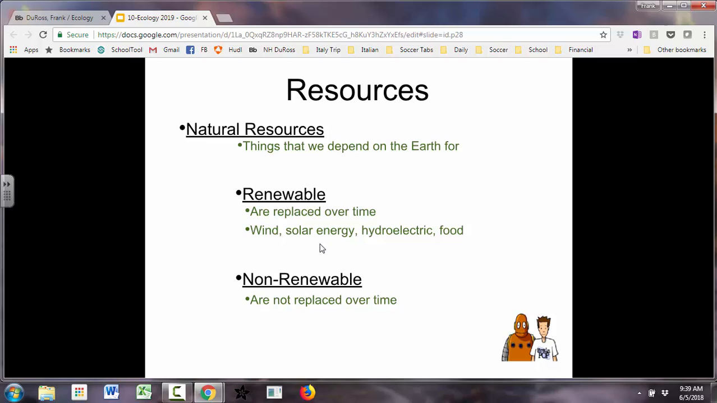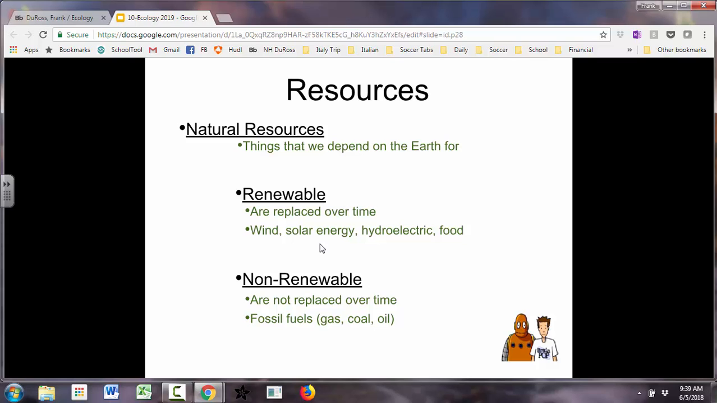Non-renewable resources are the things that we use up. They're not replaced over time. Drew, what's an example? Coal. Coal. Is that like fossil fuels? Fossil fuels. When we say fossil fuels, we're usually talking about three things. Drew said coal, oil, and natural gas, and gas from within the earth. Those are the fossil fuels.